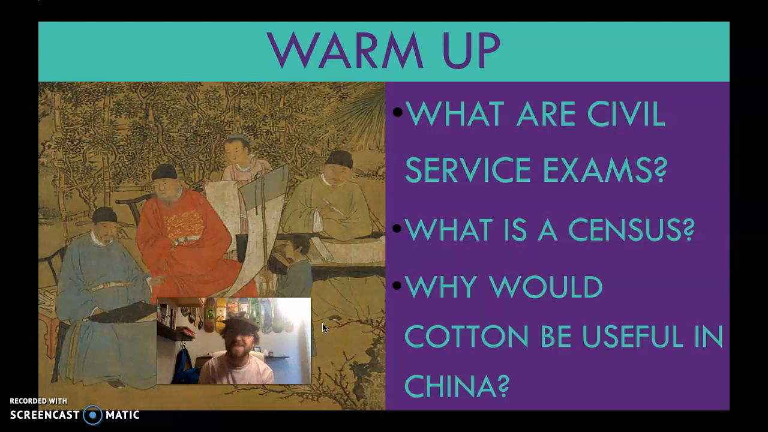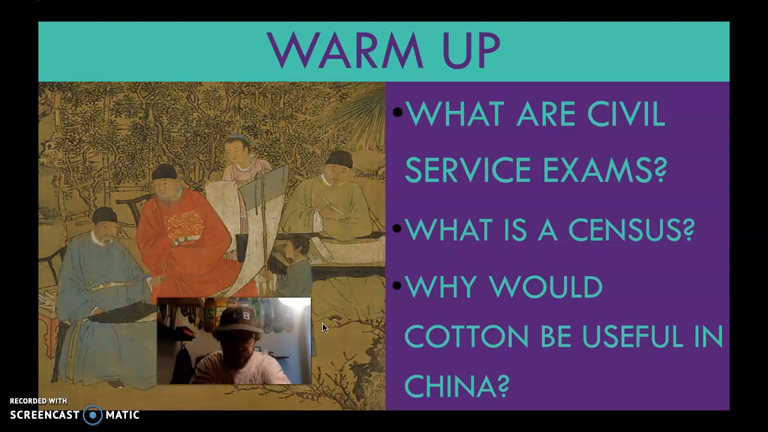Now, what's a census? You might actually know what this is because we're taking one in the United States this year. A census is a record of all of the people that live in your country. That way, you know how many people live there, and most importantly, you know who you can tax. If you take a census, then you can tax all those people that live there. You become more money, more powerful, more rich, all of the above.